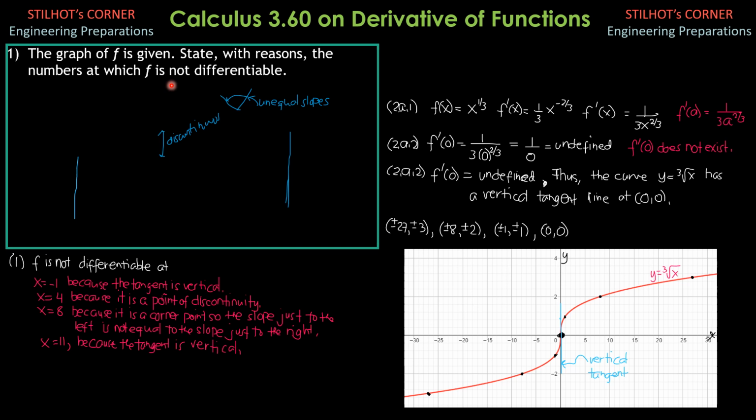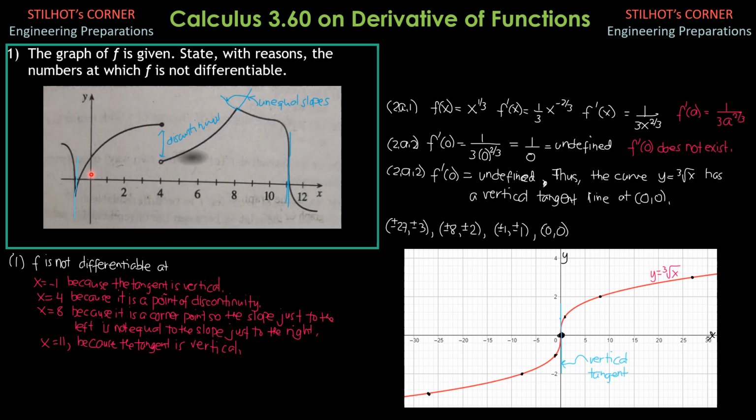f is not differentiable when a point is a point of discontinuity. The slope just to the left and just to the right may or may not be equal, but as long as the function is not continuous, it is a point of discontinuity. So f is not differentiable at those points either. Those are the points which will make the function f not differentiable.